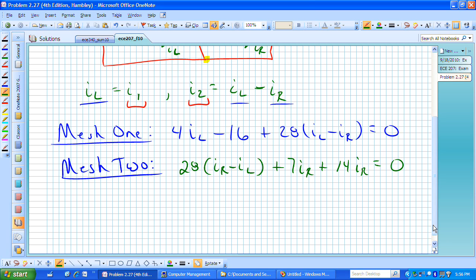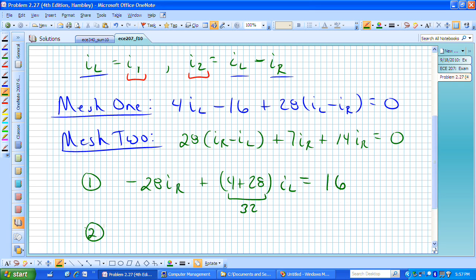Those are now our two equations in two unknowns, and we would then solve those for I sub R and I sub L. If I put that into a standard form, let me go from right to left, so let me write I sub R first. From mesh number 1, or equation 1, we're going to have minus 28 I sub R, then plus 4 and 28, times I sub L, and that's equal to 16. This coefficient is now 32, and there's one of our equations.